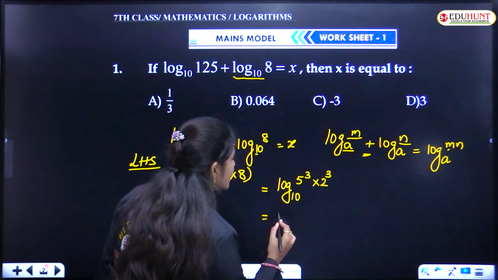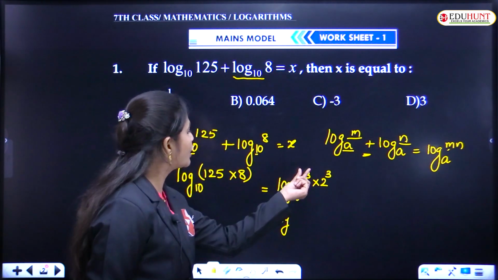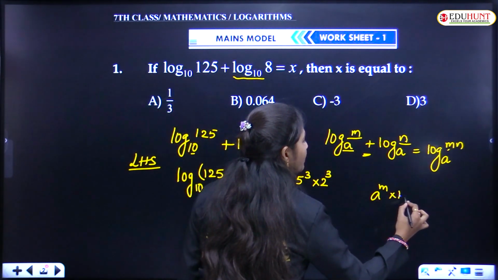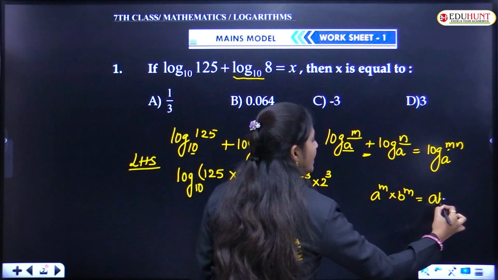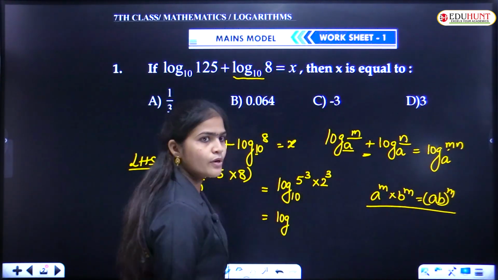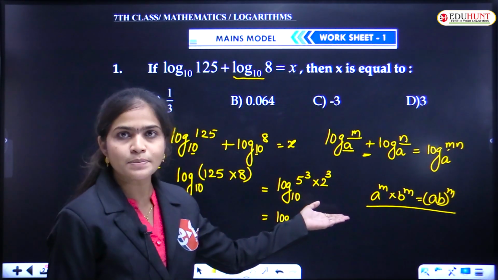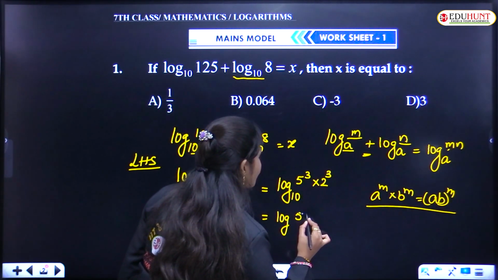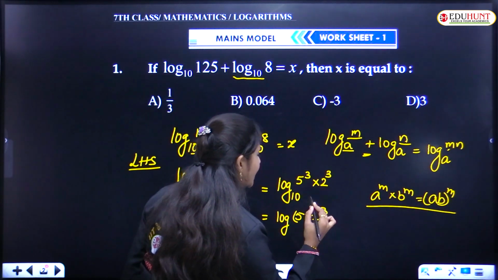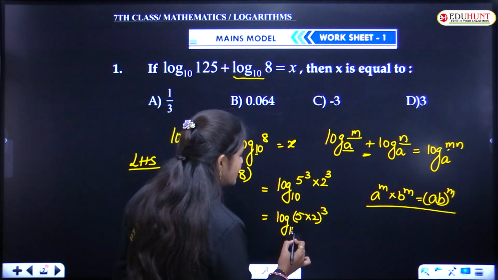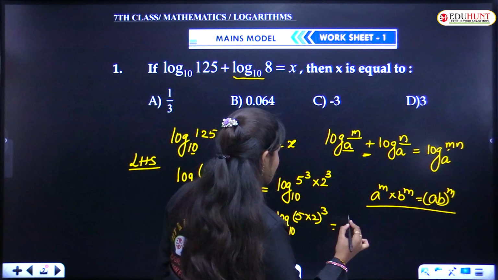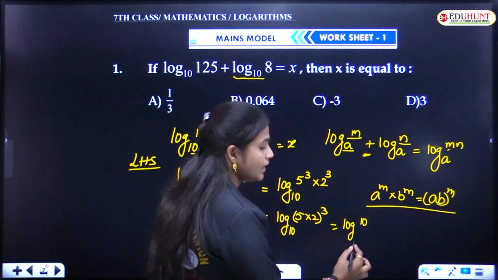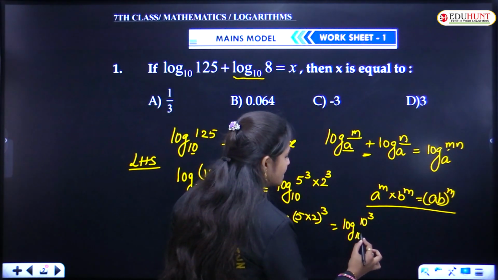Clear? So this is equal to log of 5 cube into 2 cube. This is in the form of a power m into b power m, which is equal to ab whole power m. This formula is from exponents, no? So apply that exponents formula here. So this is equal to 5 into 2 whole cube, shall we write like that? And here the base is 10. So log of 5 into 2 is 10, so 10 cube, and base 10.